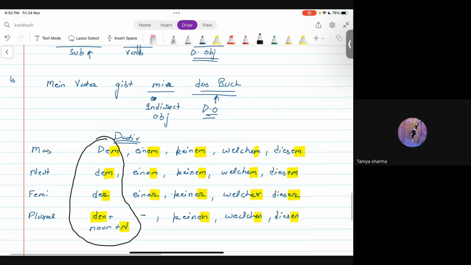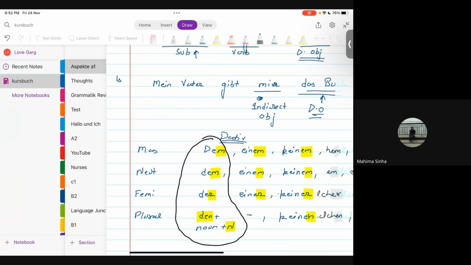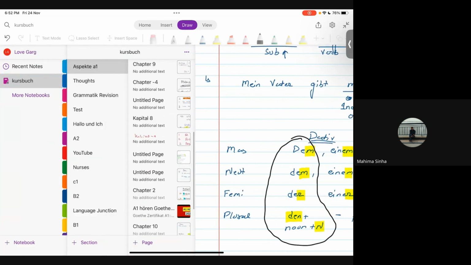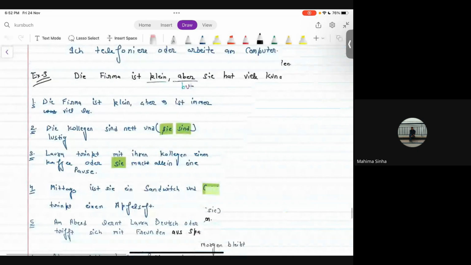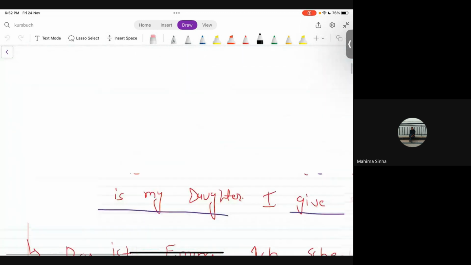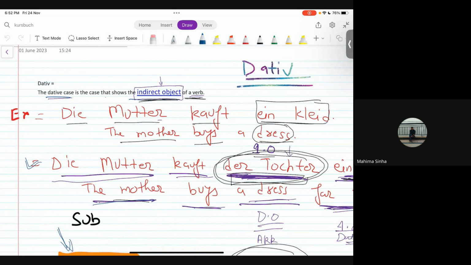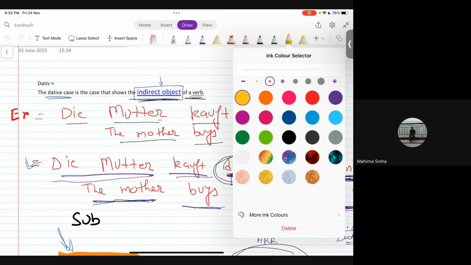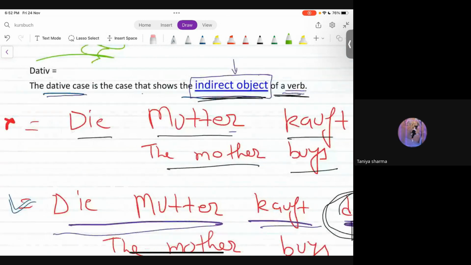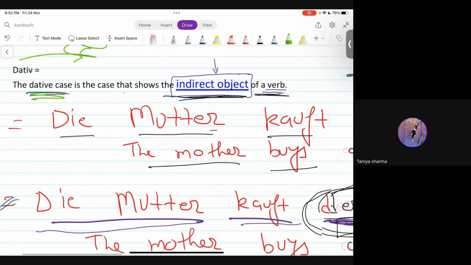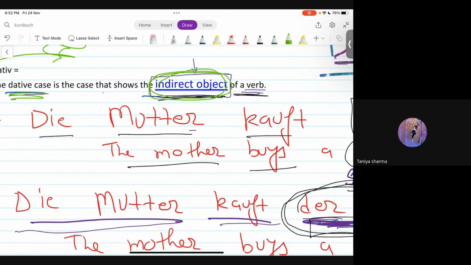Next thing is, okay. So, just one more thing I want to tell. Just give me a minute. Guys, in which chapter did we learn dative? Chapter 7. Yes. Okay. So, as we have learned, guys, focus only on this color of pen. Okay. So, dative case is the case that shows the indirect object. Correct.